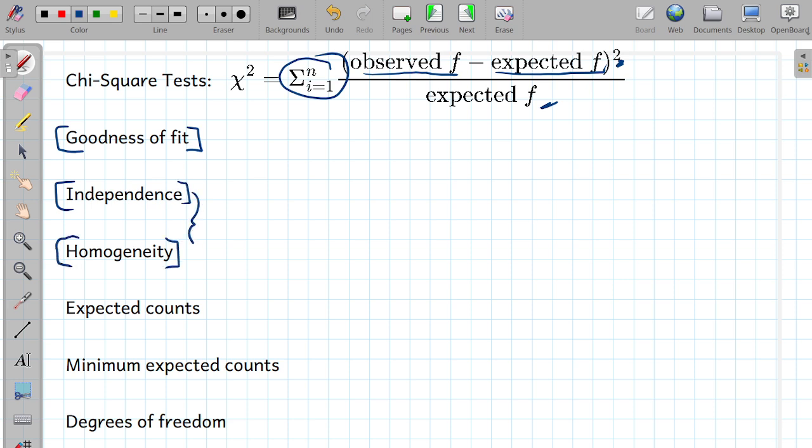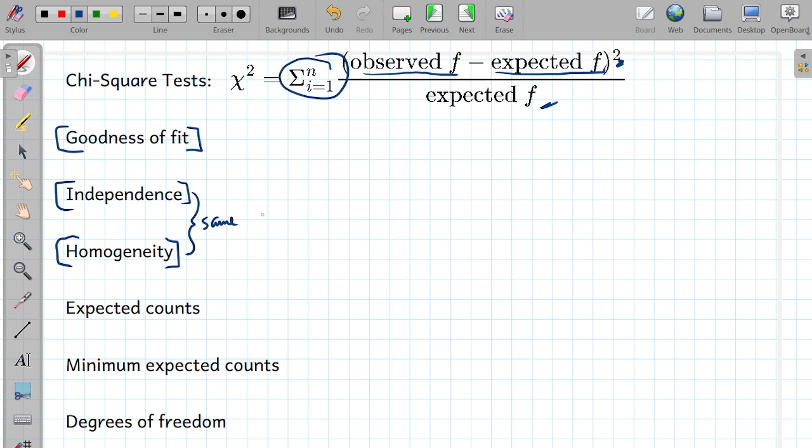Well, mathematically, these 2 things are the same as far as the math goes. The only difference between the test for independence and the test for homogeneity is how you word the null and alternative hypothesis. That's it. Mathematics is exactly the same. So we'll see examples of both. Now, there are a number of differences with computations.